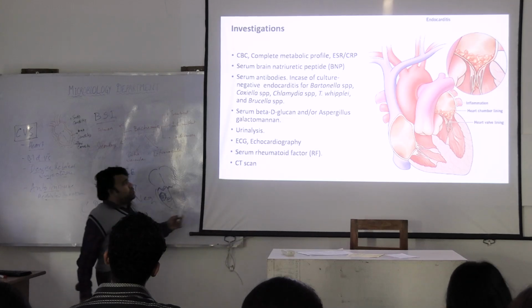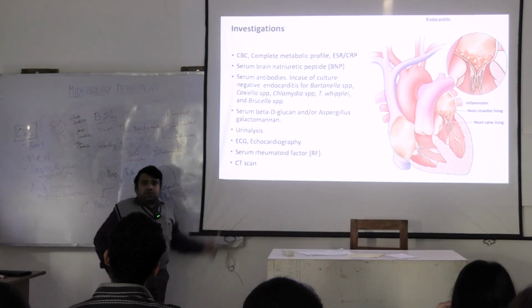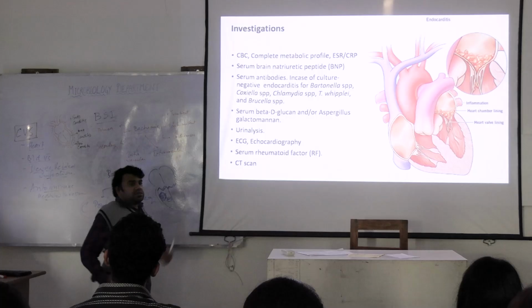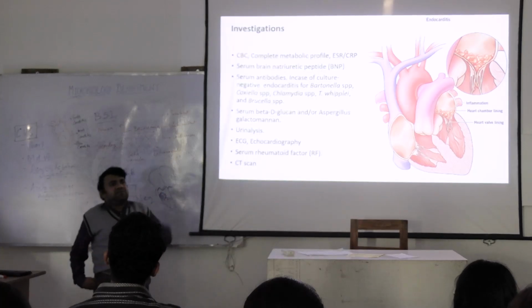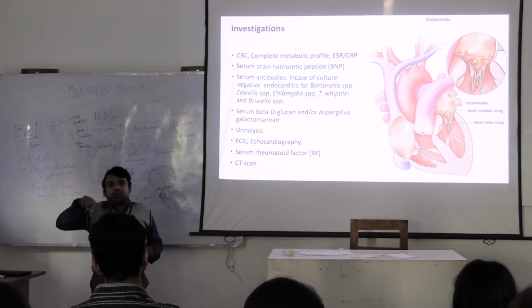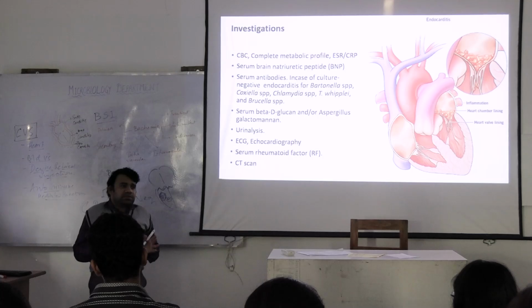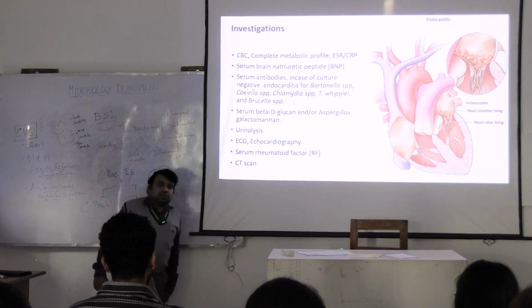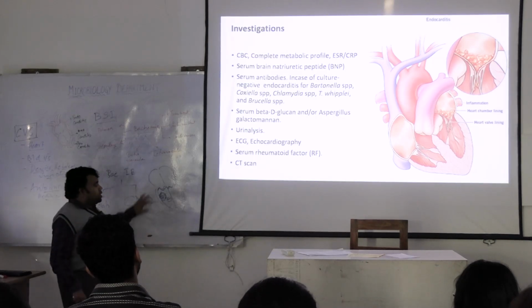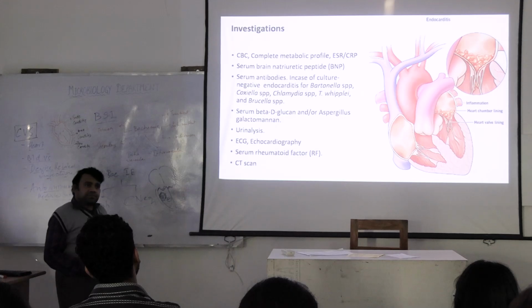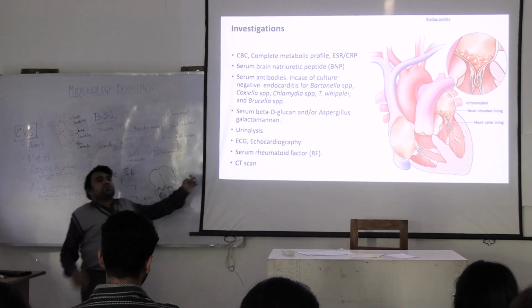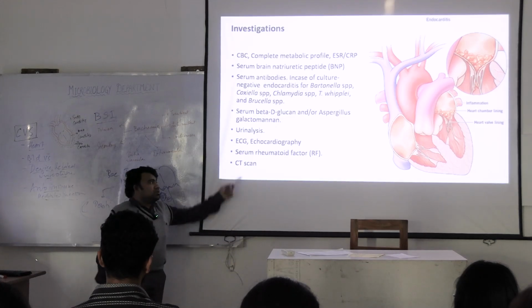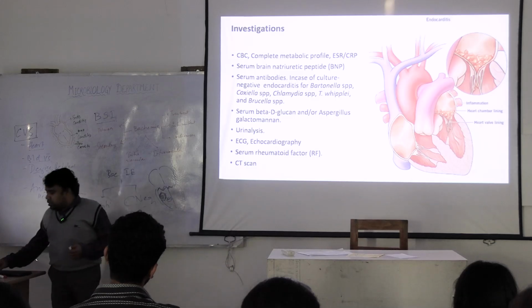Other things that we can do, we can get an ECG done. Why? Suppose this infection affects the conducting fibers in the heart; then there will be ECG abnormality. And with echo, we can look at the vegetation from echocardiography. Also, if the patient comes with stroke syndrome, we can get a CT scan done.